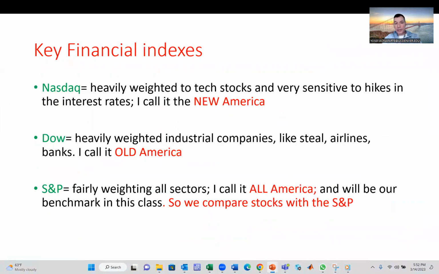I'm going to close with the key financial indexes. We have 3 main indexes. There are many, but 3 main ones. NASDAQ is heavily weighted toward tech companies like Microsoft and Apple. Dow is heavily weighted toward old America companies like railroads, airports, banks. NASDAQ I call the new America, because it includes tech companies, new companies and new IPOs like Tesla, Microsoft, Facebook. And the S&P I call all America, because it includes all the companies in the economy with no overweight of a sector.